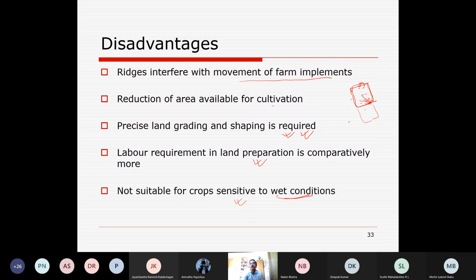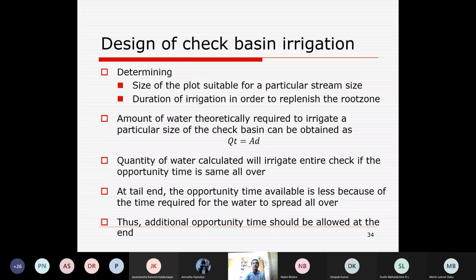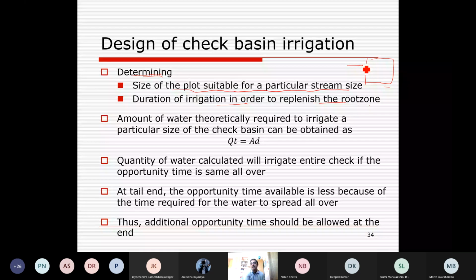Now, design of check basin. We need to determine the size of the plot suitable for a particular stream size. What size of plot or basin it should be, that is important. Duration of irrigation in order to replenish the root zone soil moisture, how much time it should be for a stream Q condition so that moisture is improved to the level of field capacity. So the amount of water theoretically required to irrigate a particular size of check basin can be obtained.